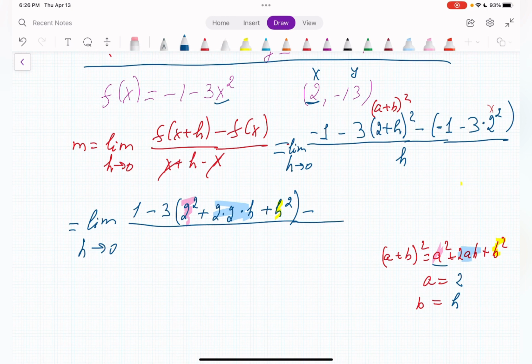Minus, what we have here? Negative 1 and negative 2 squared is 4. 4 times 3 is 12. We have to square first, remember? Power comes first. So it's going to be negative 13, obviously.